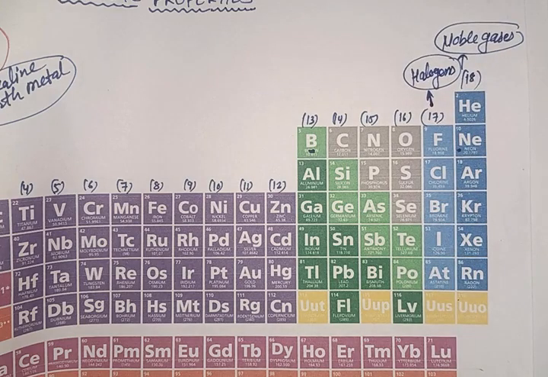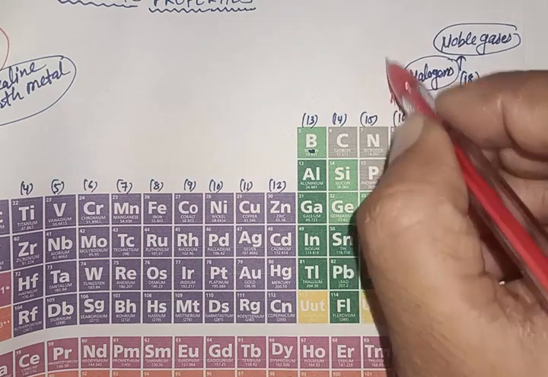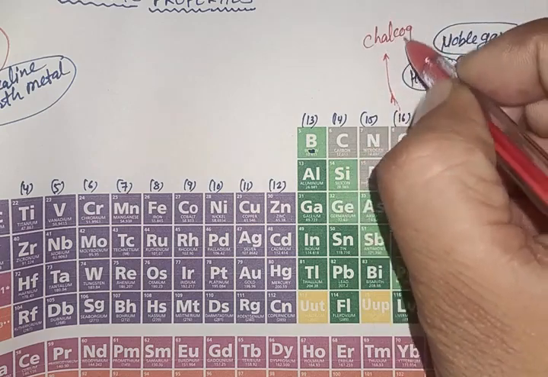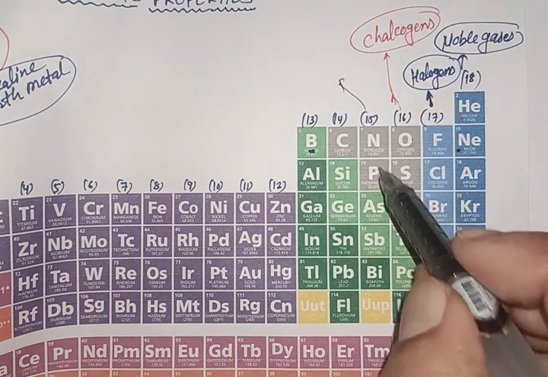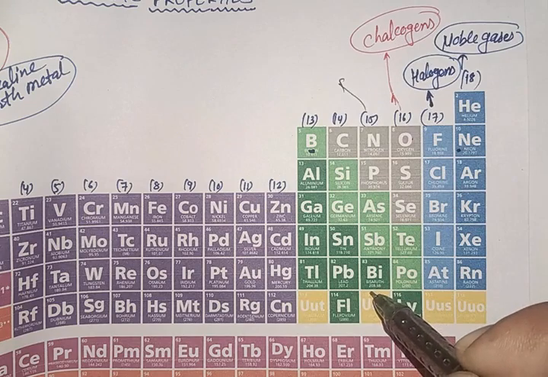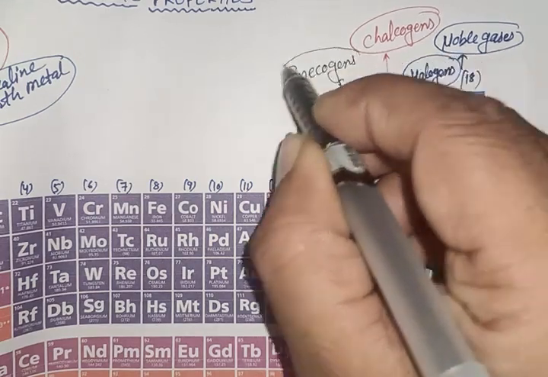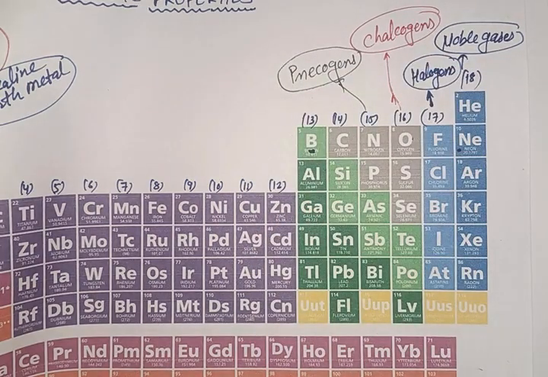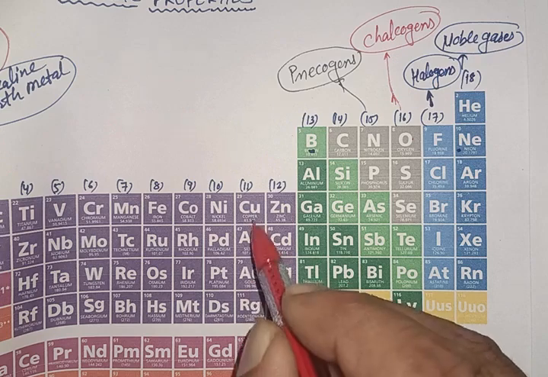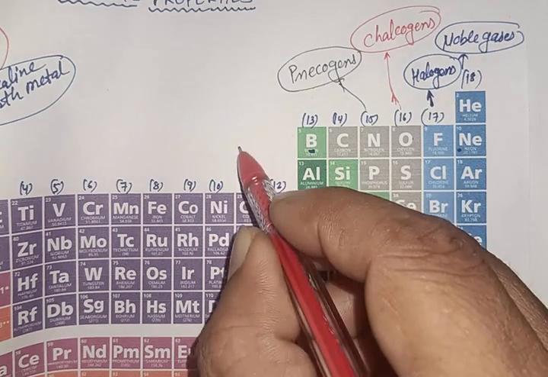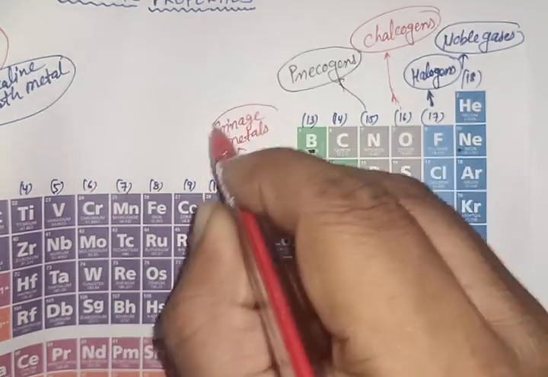And the elements of group number 16, oxygen, sulfur, selenium, tellurium, and polonium, are called chalcogens. And the elements of group number 15, that is nitrogen, phosphorus, arsenic, antimony, and bismuth, are also called pnictogens. The elements of group number 11, copper, silver, and gold, Cu copper, Ag silver, and Au gold, in the modern periodic table are also called coinage metals.